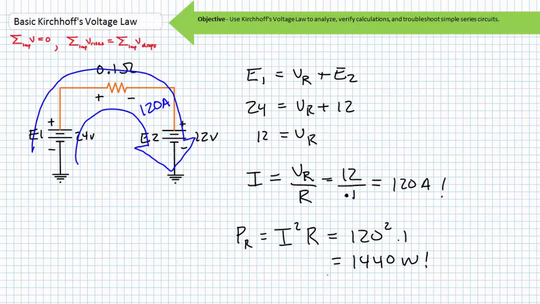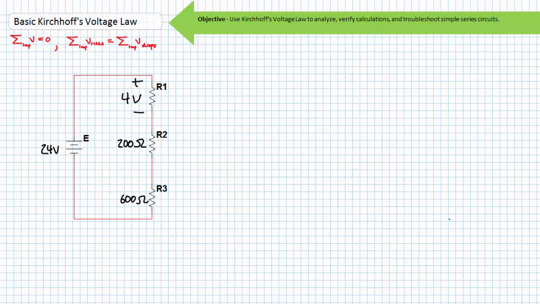KVL still applies in these series opposing configurations, even if the resistance between the sources is incredibly small. Another situation seemingly made for KVL is what I call the missing pieces puzzle. Let's say you only have partial information about a series network.